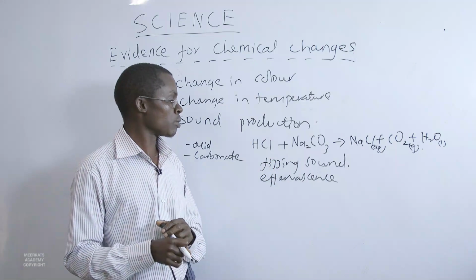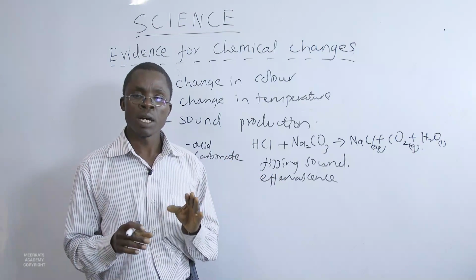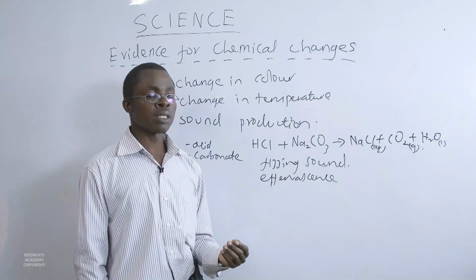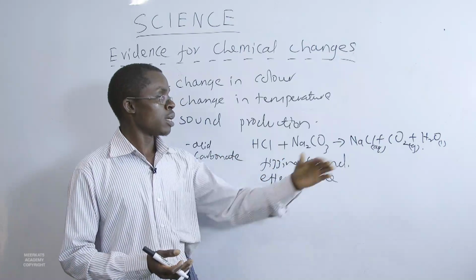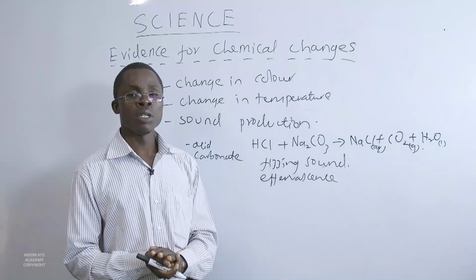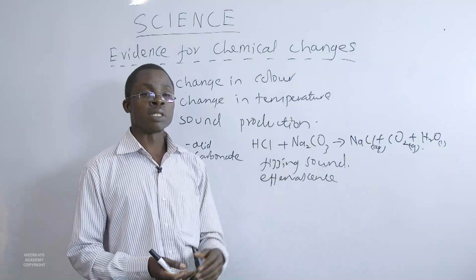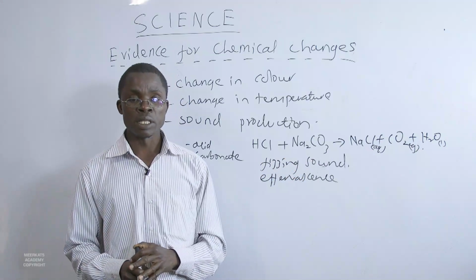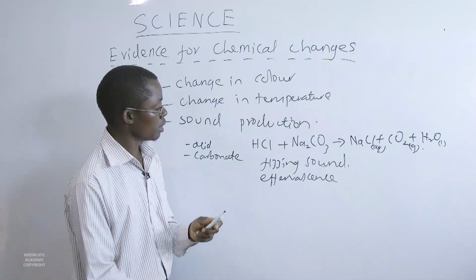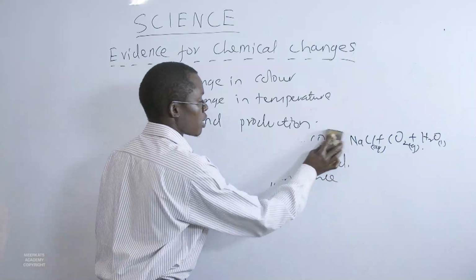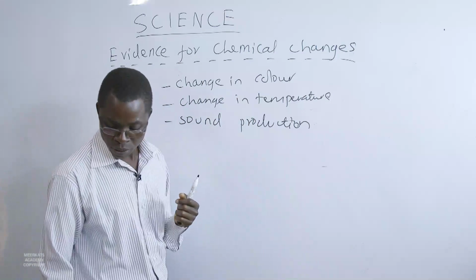A good example is what you have seen. This will confirm to you that surely a chemical reaction has taken place. Looking at the products and the reagents, the two are not the same. Here we don't have water, there we have water. Here we don't have carbon dioxide, there we have it. Here we don't have sodium chloride, and there we have it, which are totally different from the reagents. This shows that a chemical reaction has taken place. Production of sound.